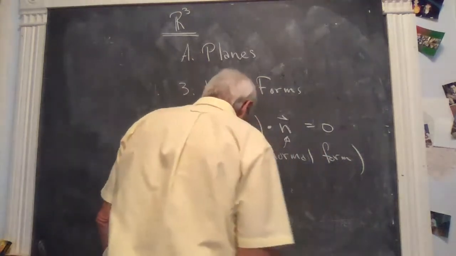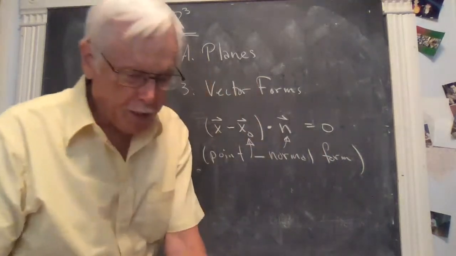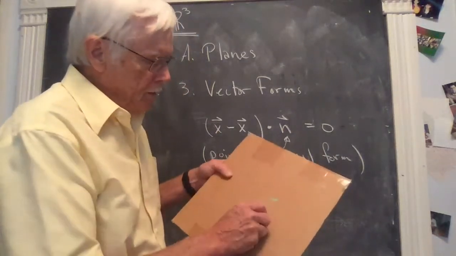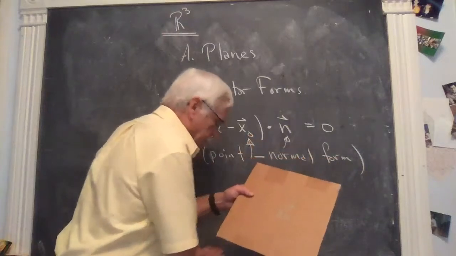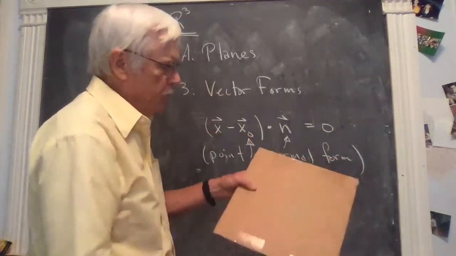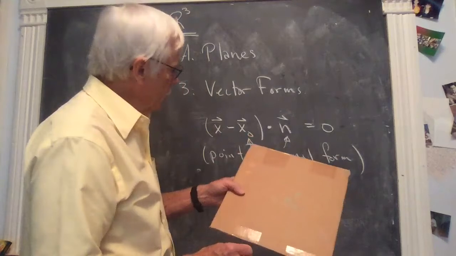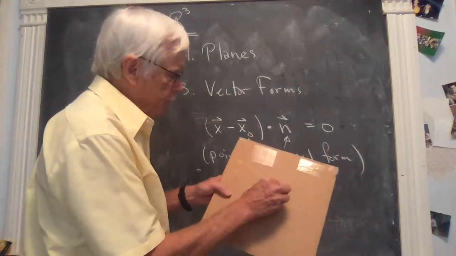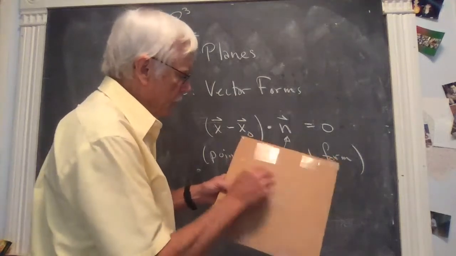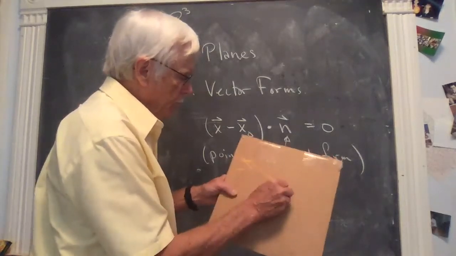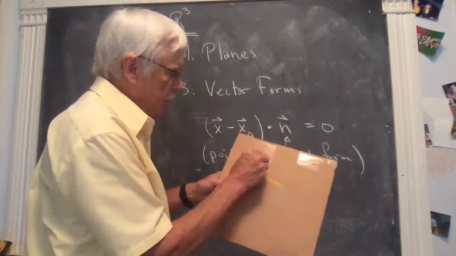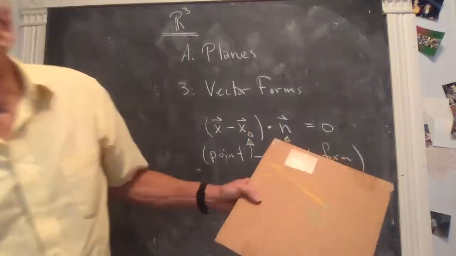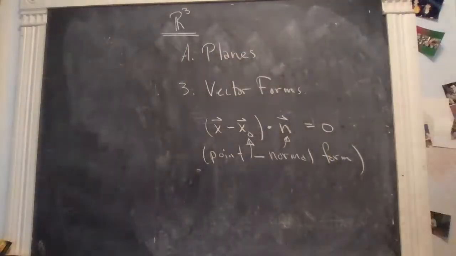So why does this work? Well, if we take our plane and we take a point x naught on the plane here, and then we take any vector x in the plane over here, x, that represents any vector. And we look at the vector x minus x naught. This is the vector that extends from x naught to x. So here is x minus x naught as a vector.